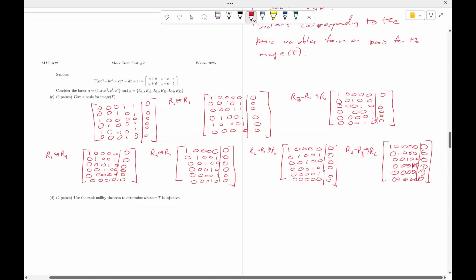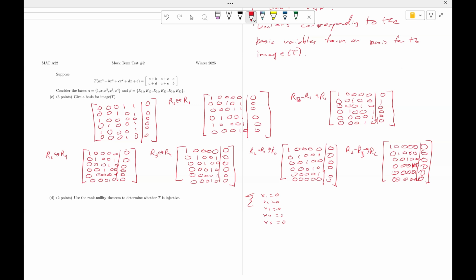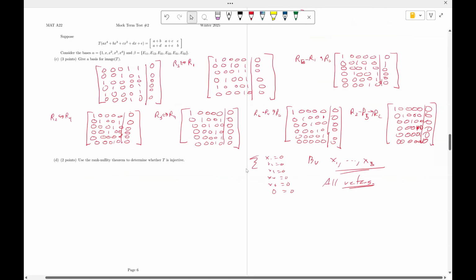My basic variables are, if I convert this to a system of equations, it would be x1 equals 0, x2 equals 0, x3 equals 0, x4 equals 0, x5 equals 0, my basic variables, and then 0 equals 0. My basic variables are x1 through x5, or all vectors. Okay, so these are all of my vectors. They're all basic vectors. So my basis for this is going to be the output of all of these outputs. They're all going to be basis vectors.